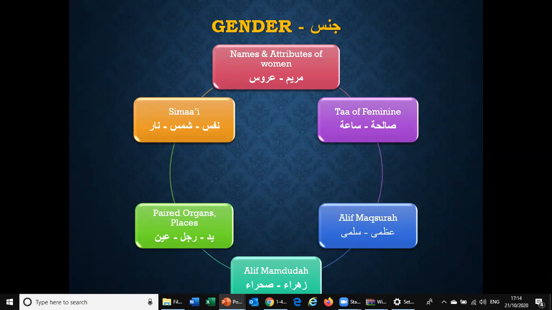This is how Arabs use it. That's their language. Any name of a country, a tribe, a city, all feminine. So for example, yadun, hand, is a feminine word, even if it's singular. Rijlun, foot, leg, is a feminine word because it's a paired organ of the body.